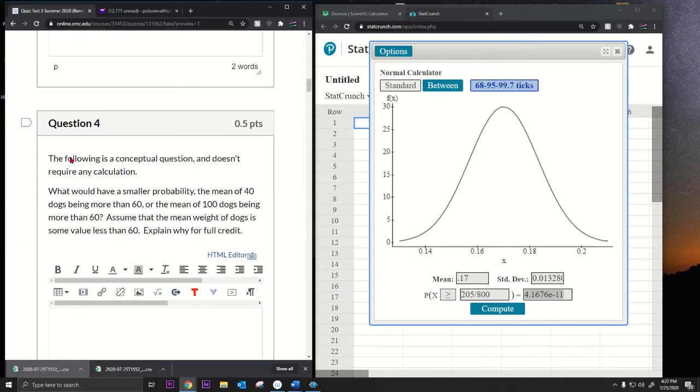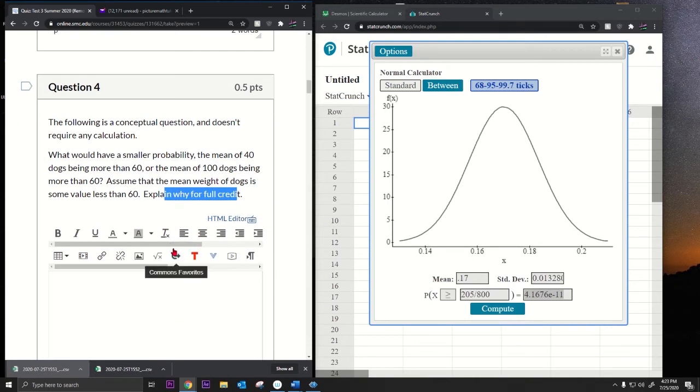Number 4 says the following is a conceptual question and doesn't require any calculation. What would have a smaller probability, the mean of 40 dogs being more than 60 or the mean of 100 dogs being more than 60? Assume that the mean weight of dogs is some value less than 60. Explain why for full credit.